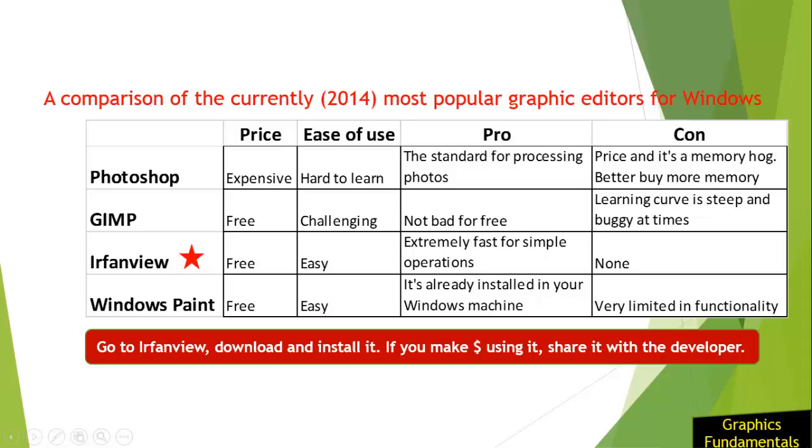It creates huge files, and the number of colors it can work with is very limited. So my recommendation is, yes, probably go and learn how to use Windows Paint, because not all computers may have the other software on the table that I'm listing here. But as soon as you can, stop using Windows Paint and start using at least IrfanView or one of the other two. So my recommendation is for you to go on the internet, go to irfanview.com, download the software, install it, and if you make any money using it, just share it with a developer.